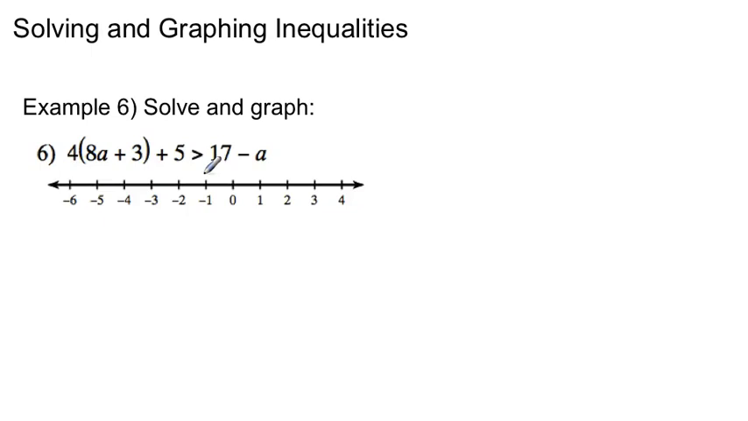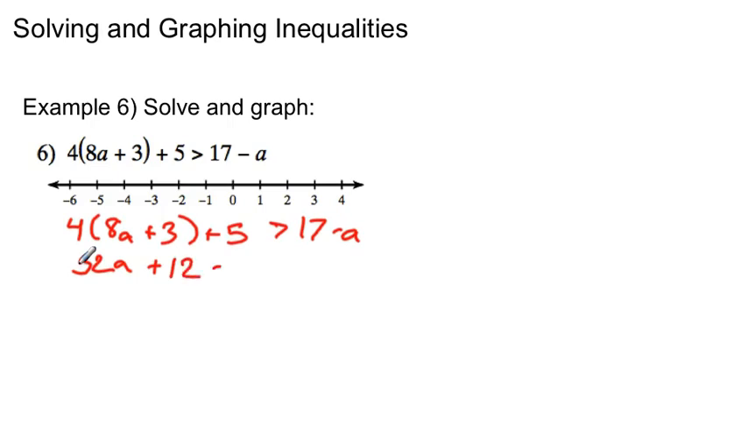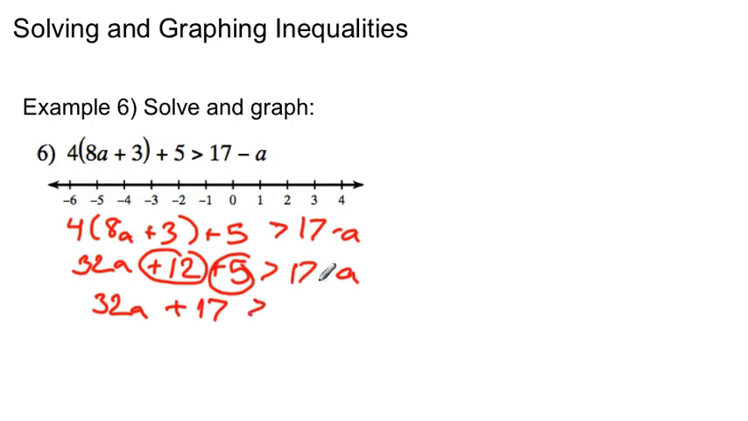And then finally, let's look at one where we have to do a lot of simplifying, and I have variables on both sides. Kind of a worst case scenario, but we still know what to do. First thing we're going to do is undo this distributive property that we see here. So I get 32a plus 12 plus 5 is greater than 17 minus a. I can now combine like terms on this side. So I get 32a plus 17. And then I have over here 17 minus a.